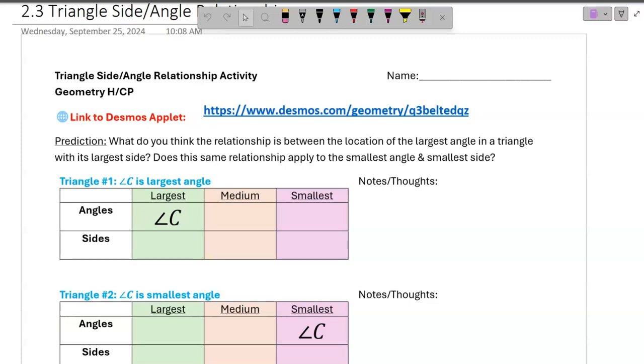I'm Mr. Fugay, and I'm going to talk to you in this video about an introduction to the triangle side angle relationship activity. So what am I talking about here? Well, I want you to think about this question.